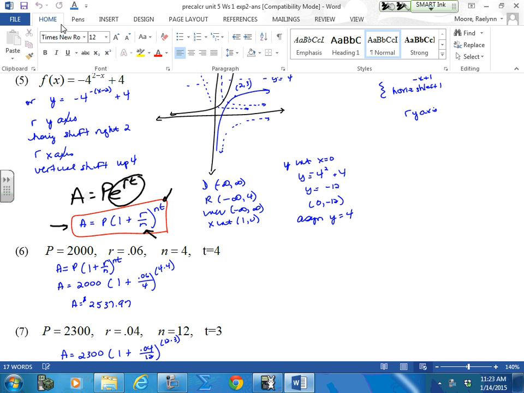You invested $2,000 at 6%. Remember to keep it a decimal. N is 4. You're compounding quarterly. I didn't write them all out. I just kind of cut to the formula. And over 4 years. So you plug that in, and remember, money, round to the 2 decimal positions. Good? You guys tell me if there's any questions.